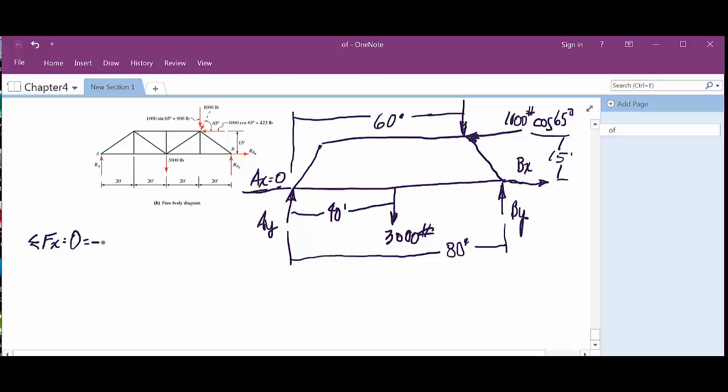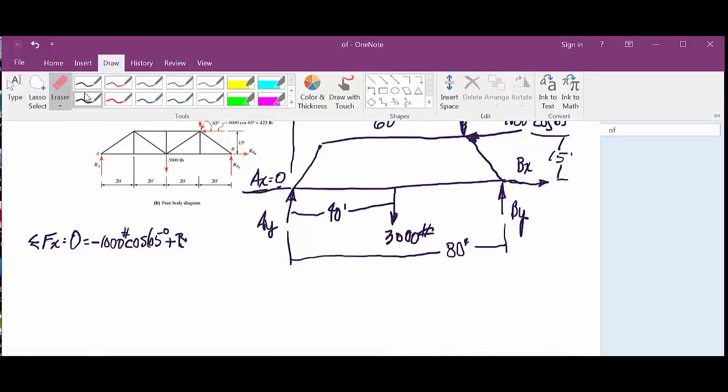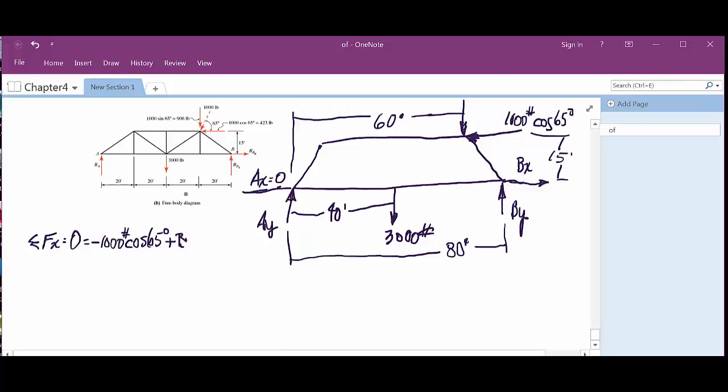And then we've got what? Minus 1,000 pounds cosine of 65 degrees plus BX. The other BX. Say one thing and do something else. Okay, that's all in the x direction, right? We can solve for that then. Just leave BX where it's at. This goes to the other side and becomes positive, right? So we guessed the right direction. We can tell that. What is 1,000 cosine of 65?